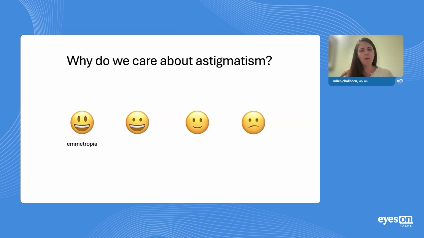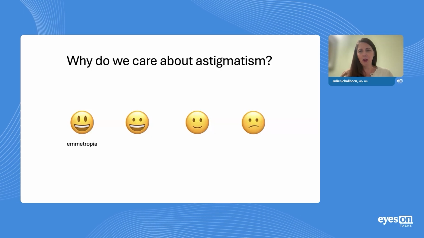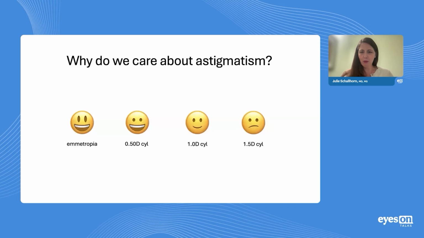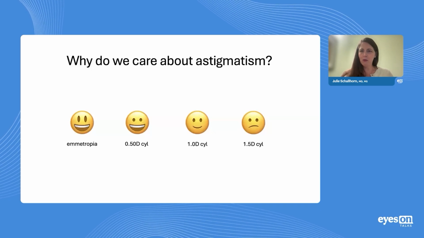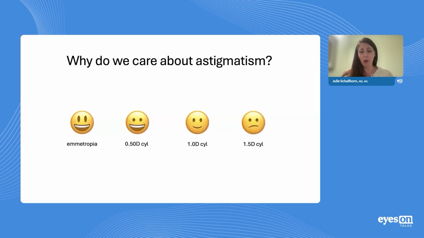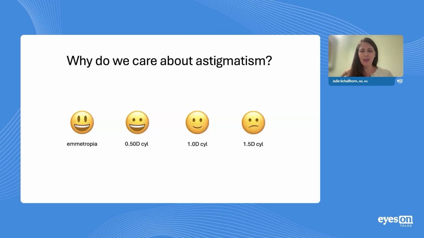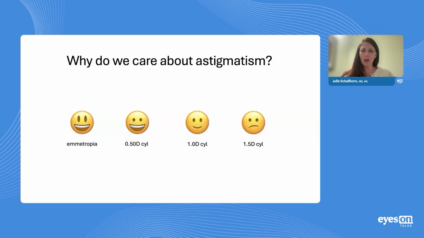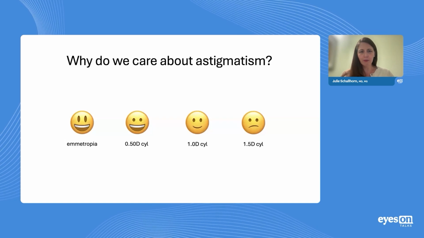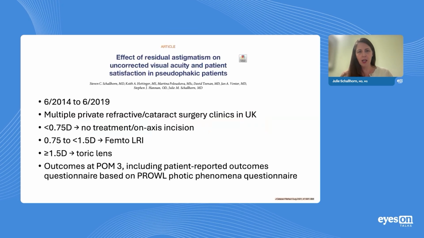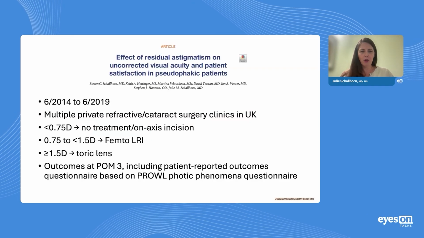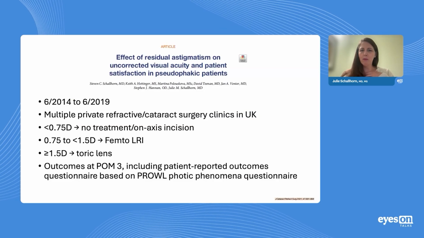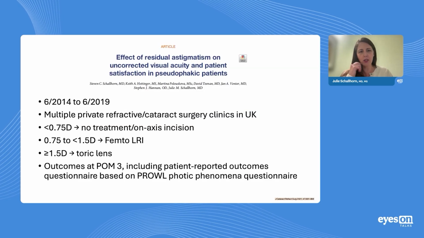Now, astigmatism really matters in this because even if they have an emmetropic spherical equivalent, small amounts of residual cylinder can really adversely affect the patient's perception of their outcome and their visual quality and acuity. And this happens at a much lower amount of residual astigmatism than I think we realized, or at least I had previously realized. And this comes from a study that our group did, looking at the effect of residual astigmatism on uncorrected acuity and patient satisfaction in patients that had undergone cataract surgery.